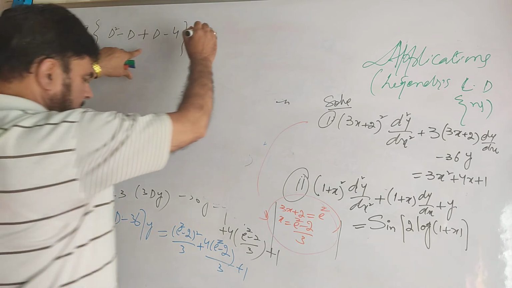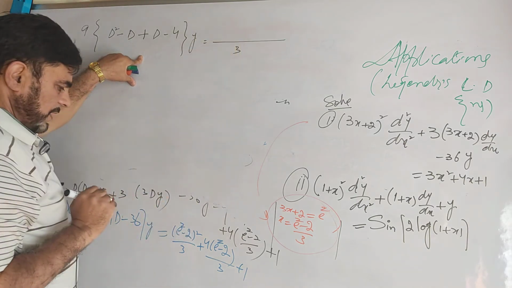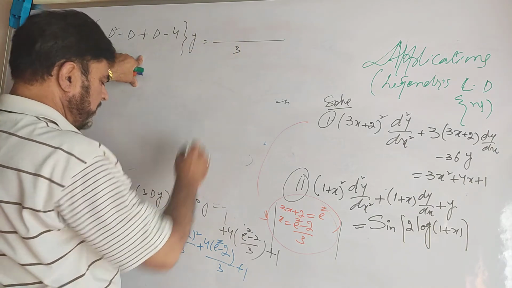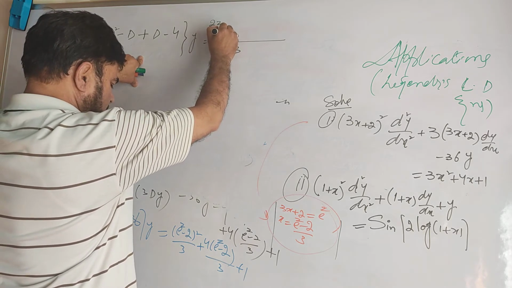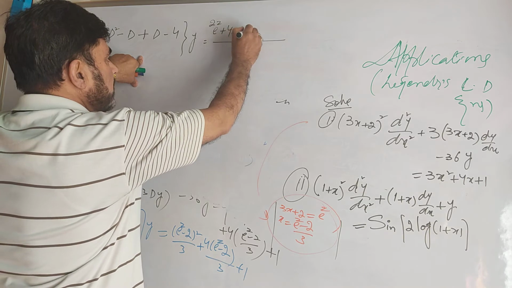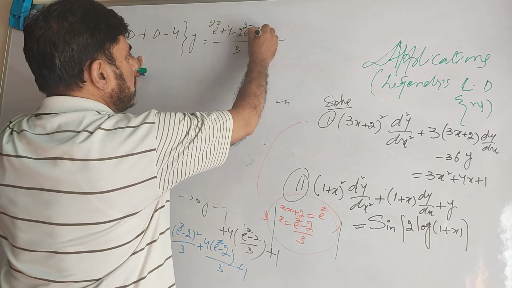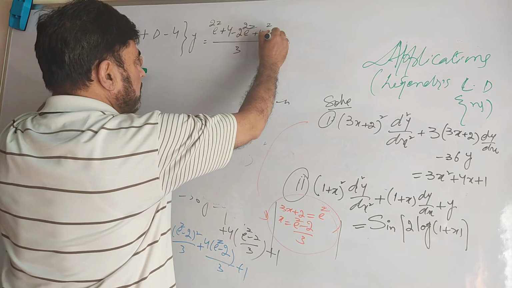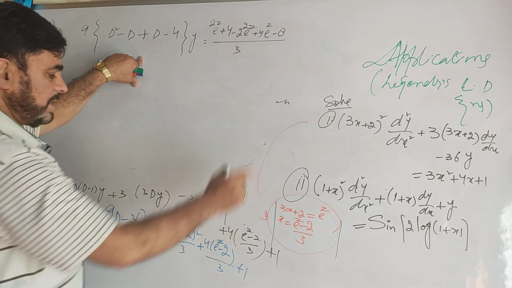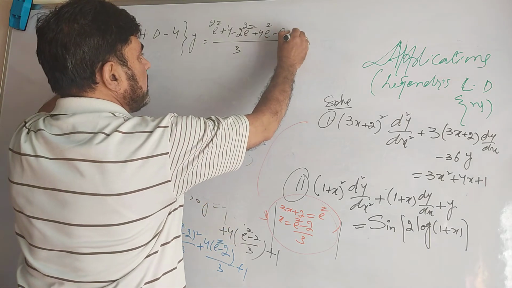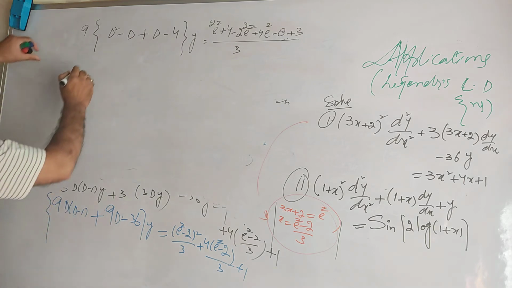y is equal to, take 3 LCM, and we can open it. e raised power 2z, it is plus 4 minus 2 e raised power 2z, a minus b whole square. This is plus 4 e raised power z minus 8, and plus 3 here. Plus 3 will come here. Let us see what it means now.